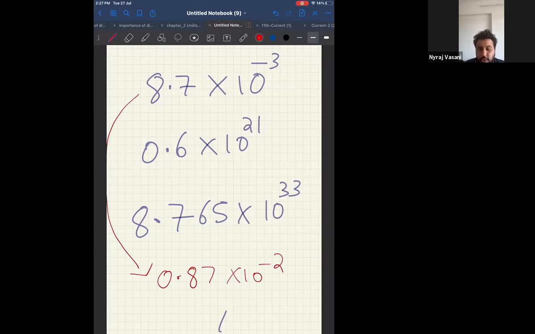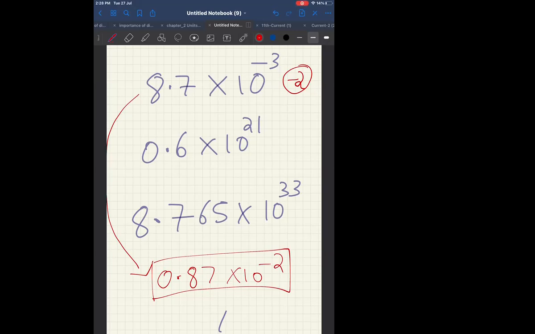It becomes minus 2. Therefore, now can I say it is of the form a into 10 power n? Correct. Now, is a between 0.5 and 5? Answer is yes, because 0.87 lies between 0.5 and 5. Therefore, my order of magnitude in this case is minus 2. Not 10 power minus 2, not 0.87 into 10 power minus 2. It is only minus 2. Got this answer correct?